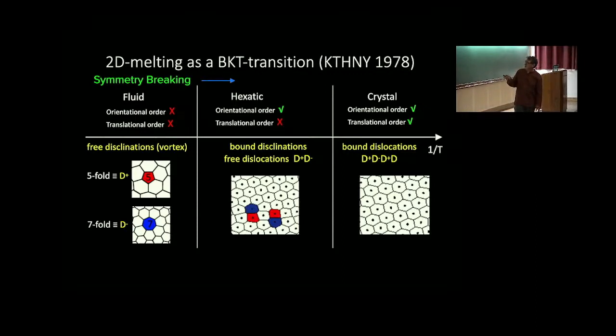And then finally, in the second stage, you can independently break translational symmetry to induce translational order, and these dislocations bind with anti-dislocations, tightly bound in a crystalline-like state. So I'd like to discuss this going from fluid to a more ordered state, because this is what happens in the biological system.